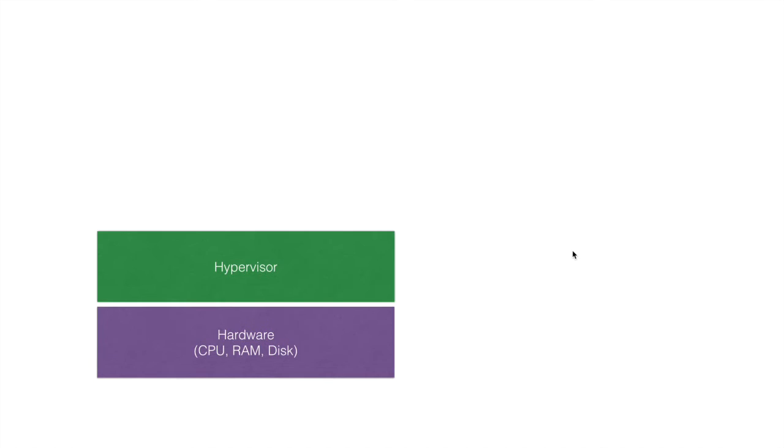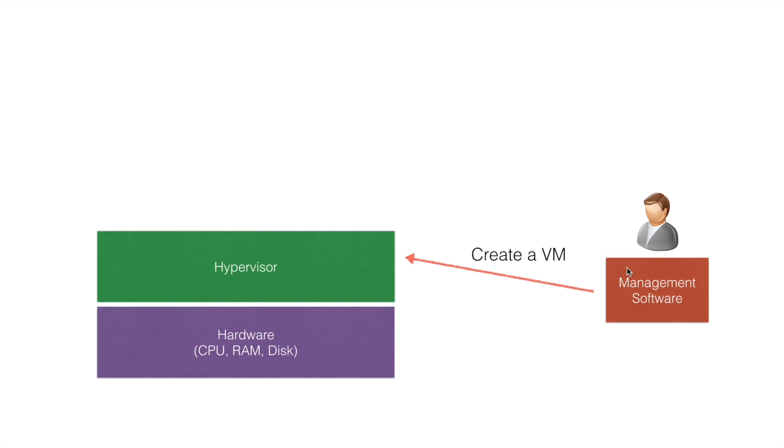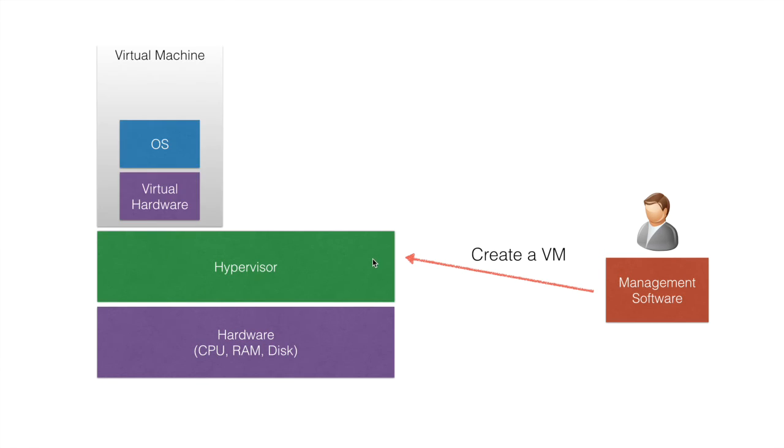Okay, now let's go a little detail into how it is getting achieved. So first thing is that you'll have a hardware and on top of that you'll install a software called hypervisor. And most of the hypervisor comes with a management software which runs outside this. You as a user talks to the management software to create a virtual machine. The management software directs that to the hypervisor and you will have a virtual machine ready.